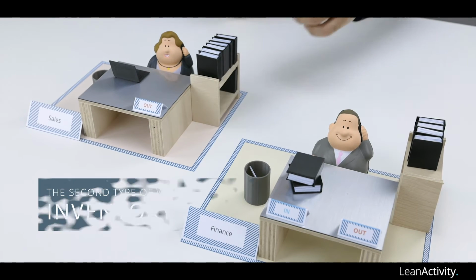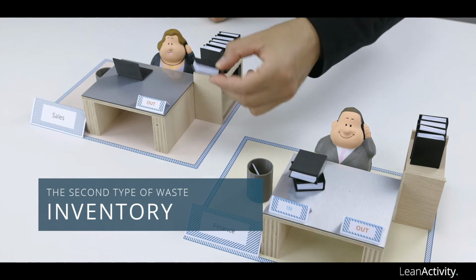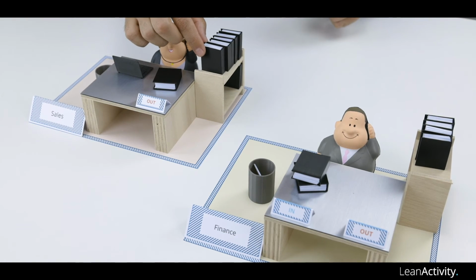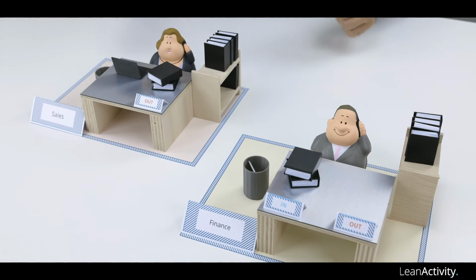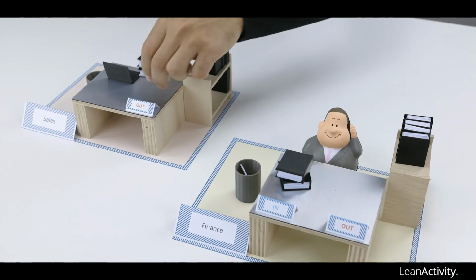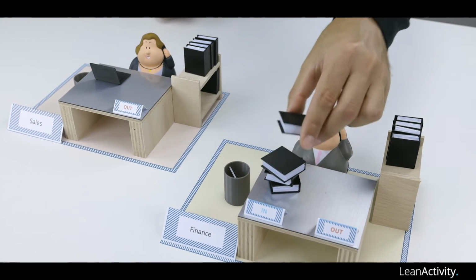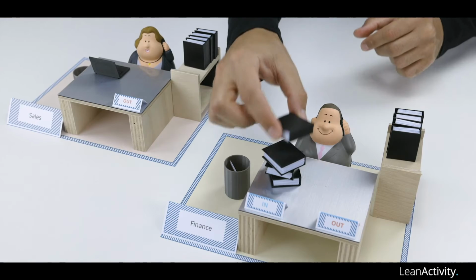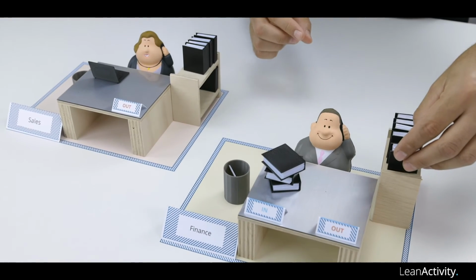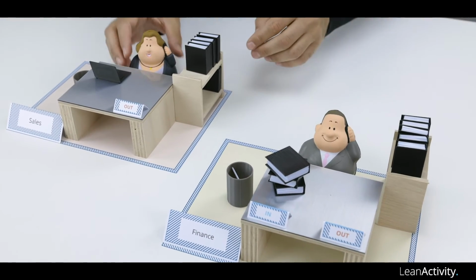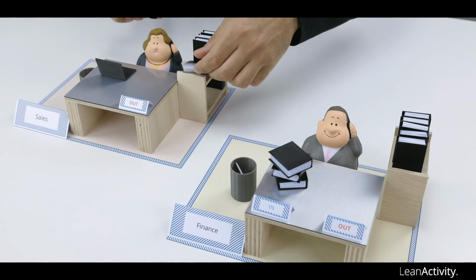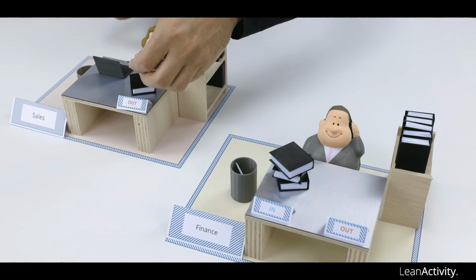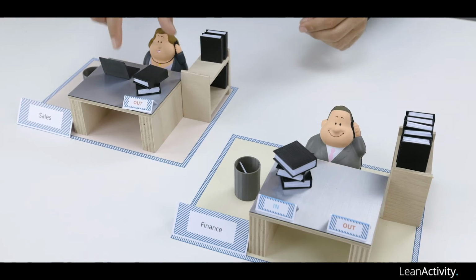The second type of waste is inventory. Whenever we have too high inventory levels, we consider this as waste. As you can see in this example, the sales department processes requests much quicker than finance can handle. This causes a high level of open tasks at the finance department. These open tasks are our goods in administration. As we have a high stock level of these open tasks, we have a high level of inventory. This is considered as waste in the office.